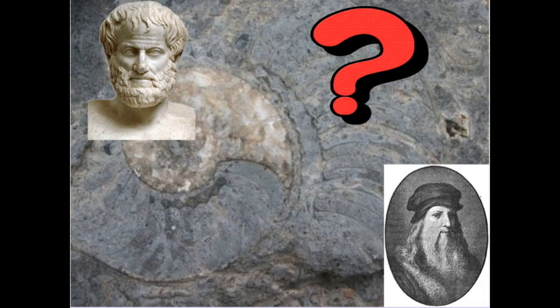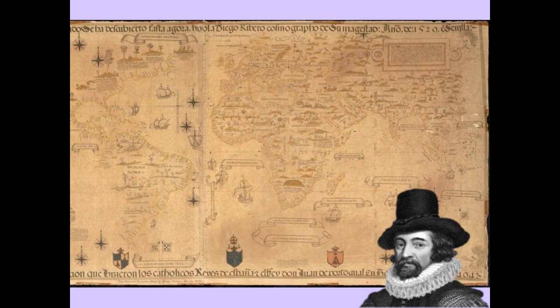People often wondered how fossils of creatures that lived in the ocean, like this ammonite, could wind up high on a mountain. Aristotle, an early Greek naturalist, as well as Leonardo da Vinci questioned how this could occur. In 1620, Sir Francis Bacon noticed that on early maps from European explorers there was a curious similarity in the coastlines of South America and Africa. He even suggested that they had at one time been connected, but separated by the biblical flood.